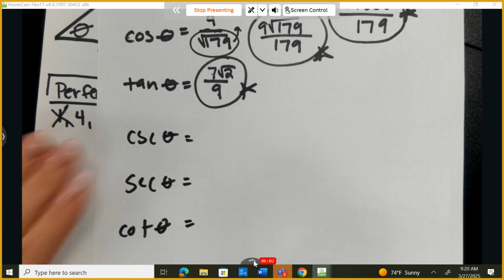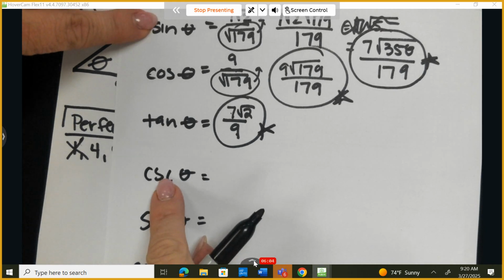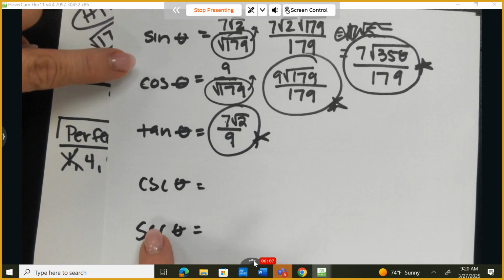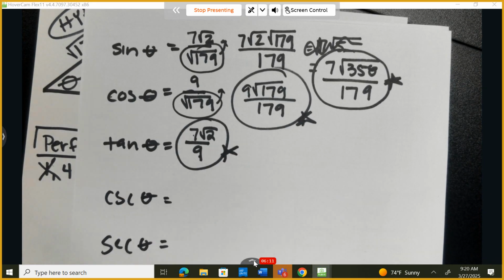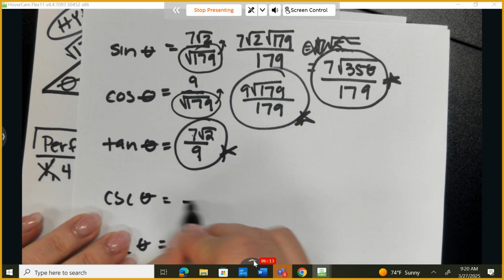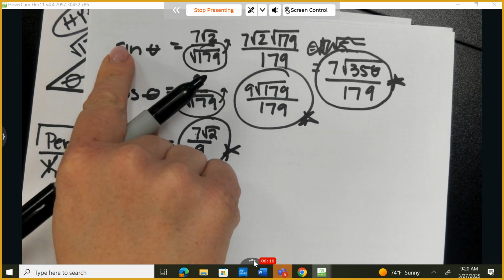Okay, now we're going to do the cosecant, the secant, and the cotangent. These are all called secondary trig functions, and they're reciprocals. We're not going to say opposite. They're reciprocals of sine, of cosine, and of tangent. So I'm going to try to teach you the fast way of doing this so that you can do the least amount of work.